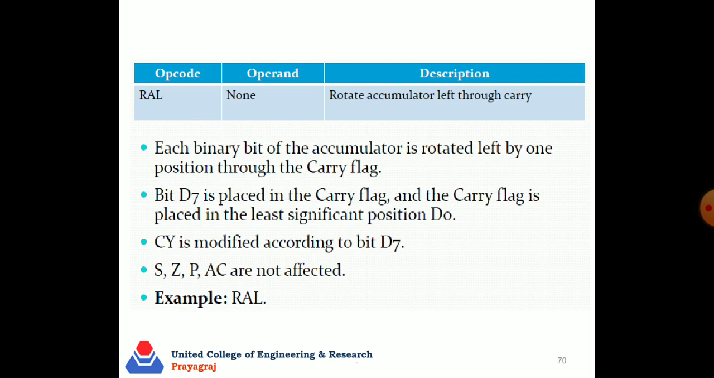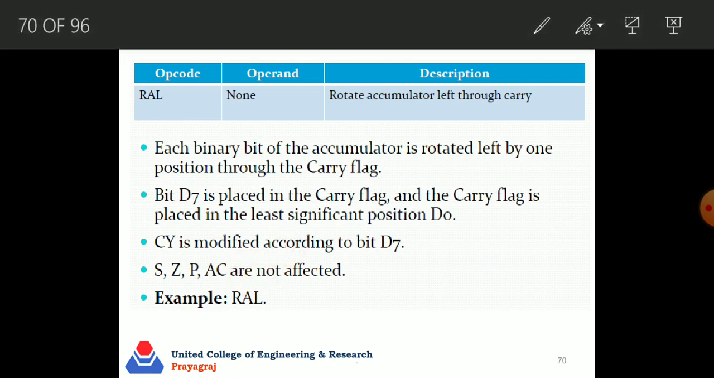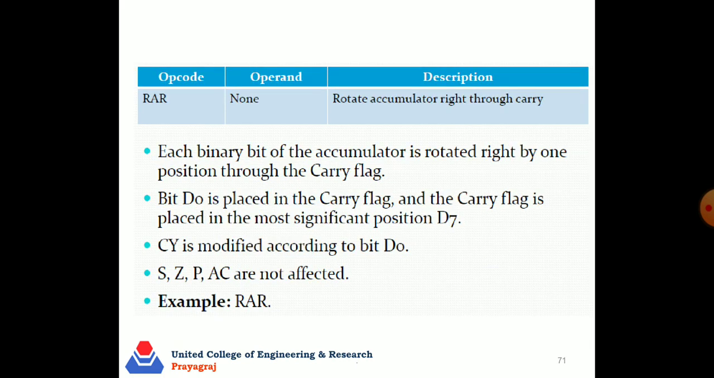It is a simple one-word instruction, RAL. There is no operand, so RAL is sufficient for this instruction. Similarly RAR: R stands for rotate, A stands for accumulator and R stands for right. The description of this instruction: rotate accumulator right through carry.